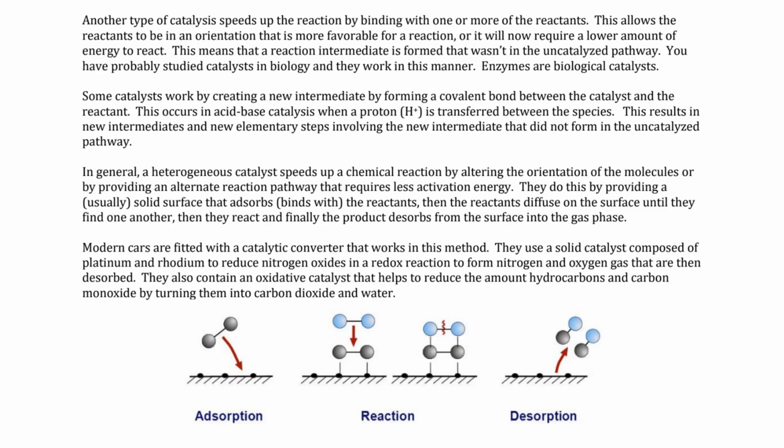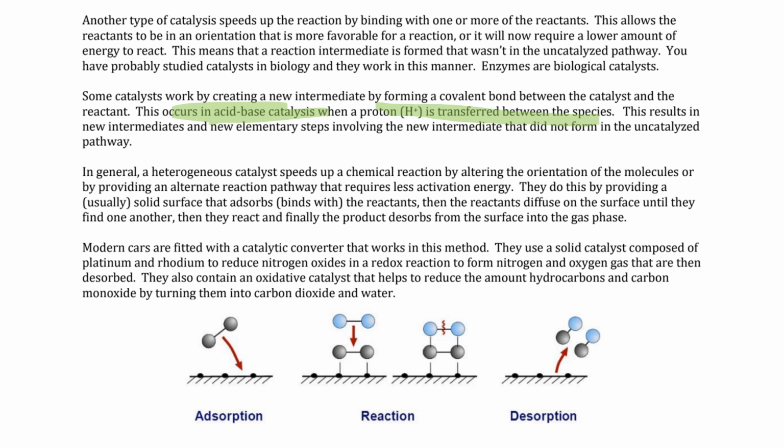Another type of catalyst speeds up the reaction by binding with one or more of the reactants. This allows the reactants to be in an orientation that is more favorable for the reaction or now require a lower amount of energy to react. Some catalysts work by creating a new intermediate by forming a covalent bond between the catalyst and the reactant. This can occur in acid-base catalysis when a proton is transferred between the species. This results in new intermediates and therefore new elementary steps.